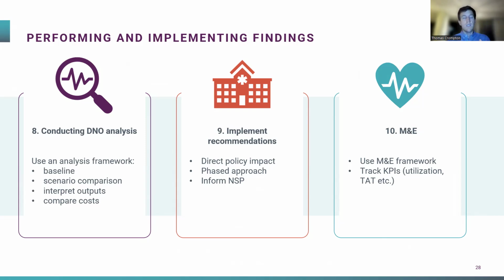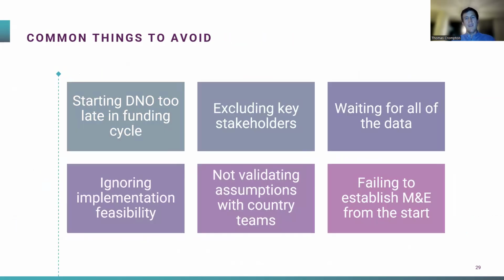So track your KPIs after, let's say, adding a few more devices or a few more modules. How has that changed my utilization? What does my turnaround time look like? And other metrics. So I hope that's given you a good idea of how to do a diagnostic network optimization analysis.